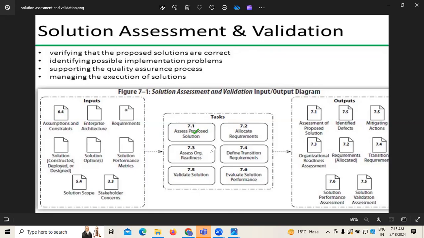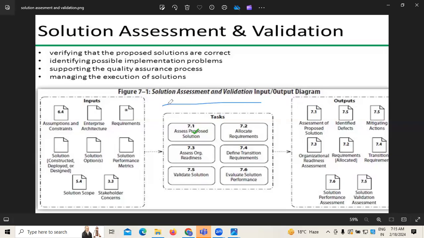Once we validate the solution, next we need to evaluate solution performance. Meaning the solution was given, the solution is decided, but does that solution give us the right performance? Does it happen in reality? If it happens, to what extent? That has to be evaluated. This is where evaluating solution performance is something which we have to perform.